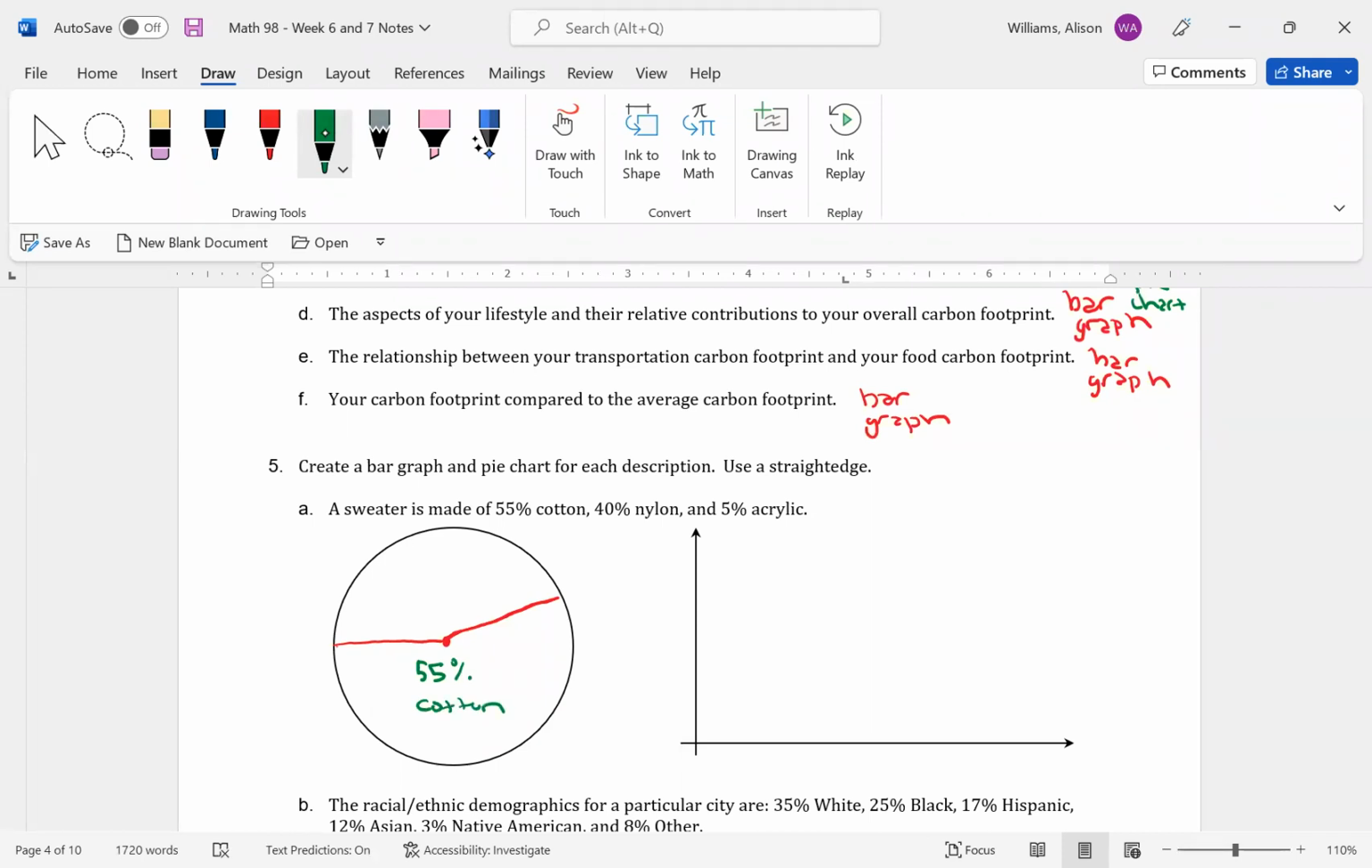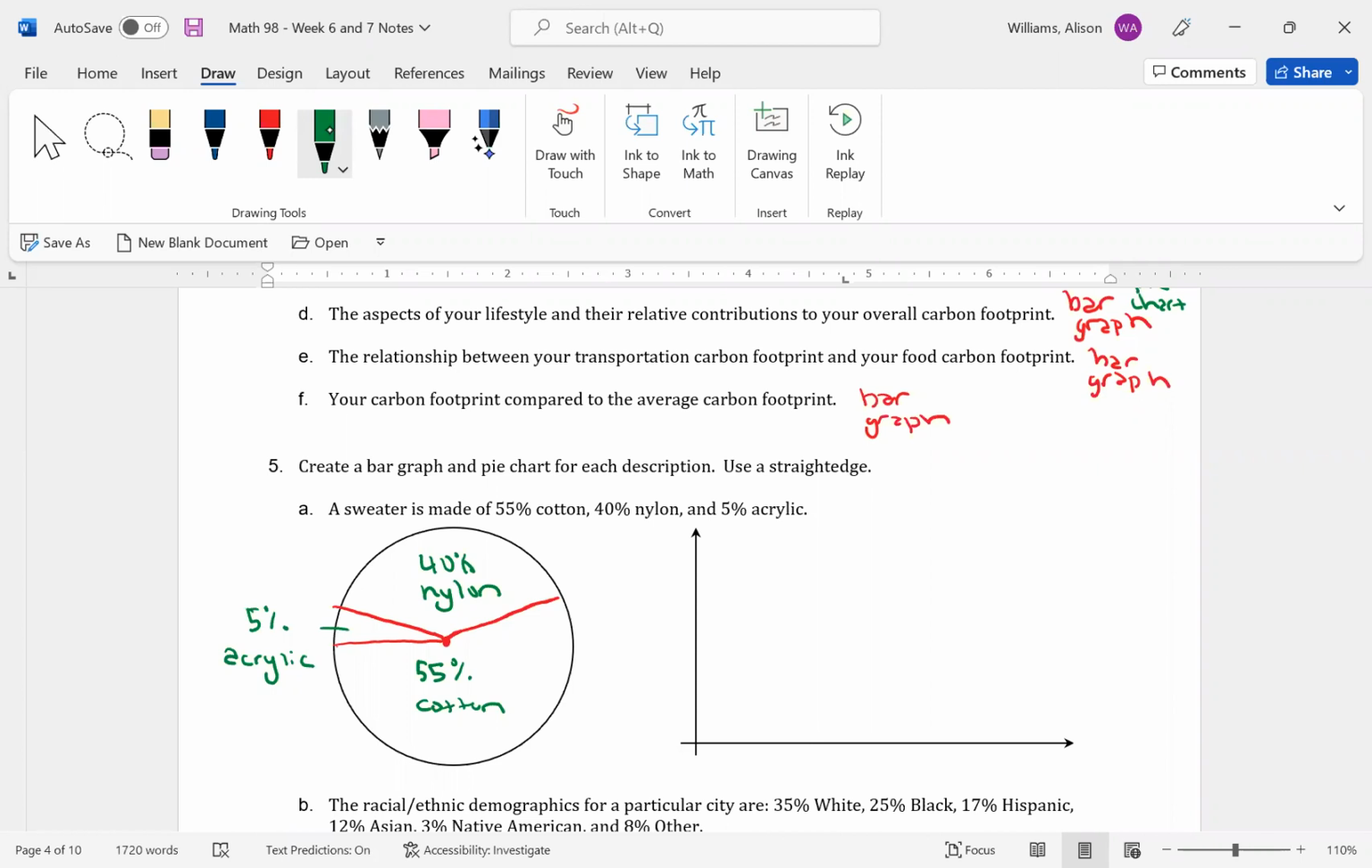And then 40% nylon. Well, that's going to make up the next really big chunk, right? 40% is quite a bit. So here, I'm going to make it much bigger. So this will be the 40% nylon. And then this last little one will be the 5% acrylic. And that's kind of how I would break it up. It's probably not perfectly accurate, but it's a good enough job. It's getting a rough idea for each.